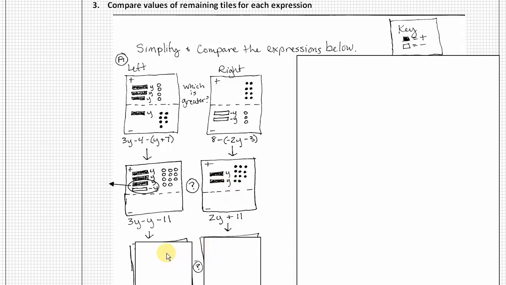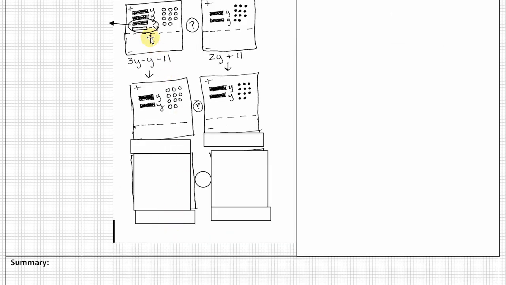So let's continue on. What do we have now that we removed the 0 pair? On the left, we're left with 2y and still negative 11, and on the right, it didn't change. We have positive 2y plus 11. So now we're at that ready. We've simplified as far as we can go on both sides.